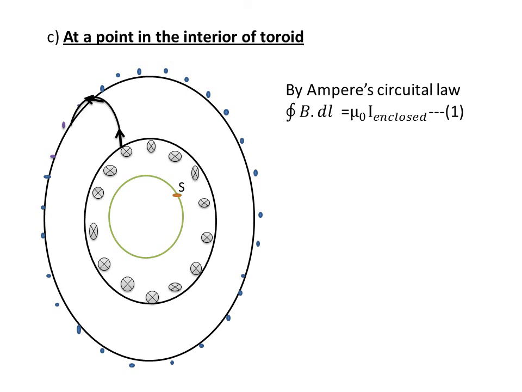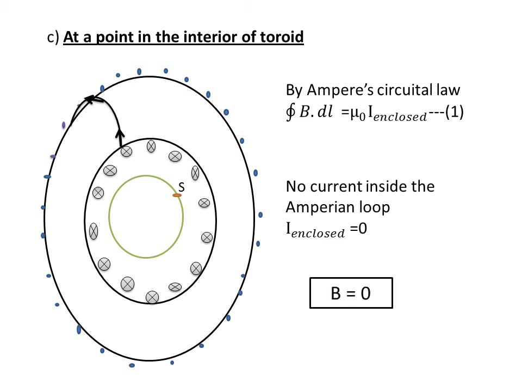Substituting this in Ampere's circuital law, we can write I enclosed equal to 0. So we get B equal to 0. There is no magnetic field in the interior of the toroid.